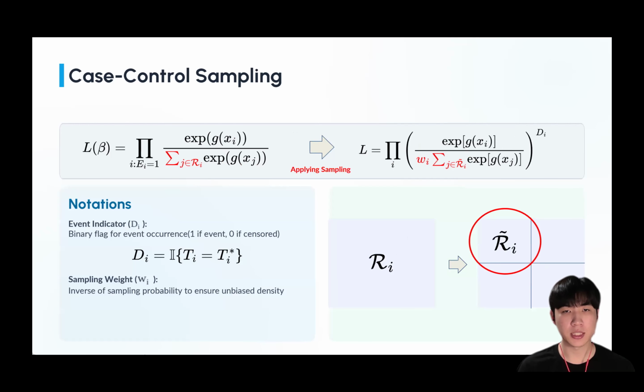To solve the efficiency and training issues, the authors introduced case-control sampling. It has two key mechanisms. First is the event indicator, D_i, which makes the model focus only on actual events. Second is the weight, W_i. Sampling only a small part of the population distorts the density. So this weight corrects that distortion and ensures the sampled likelihood converges to the original value.